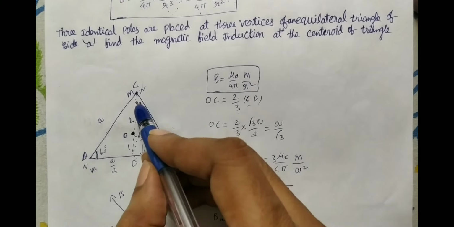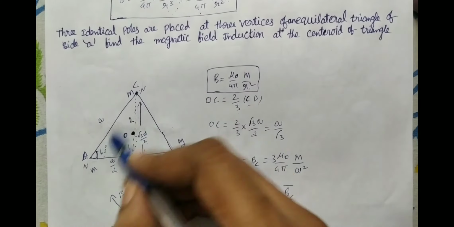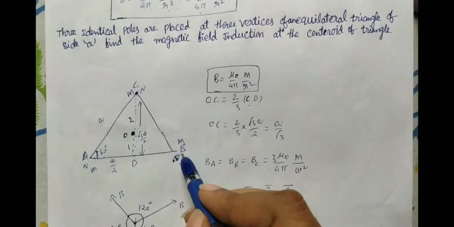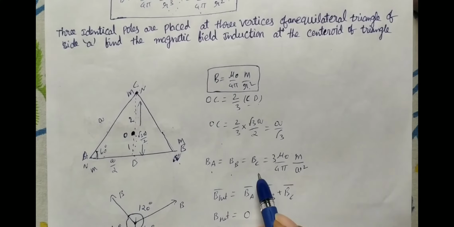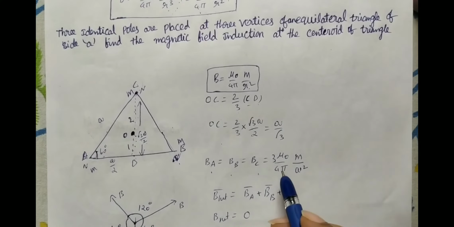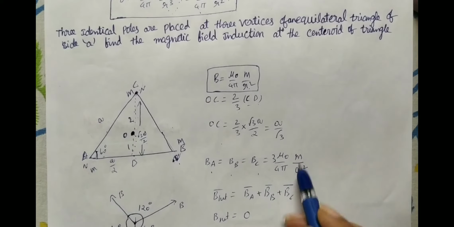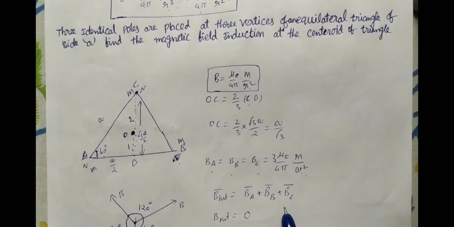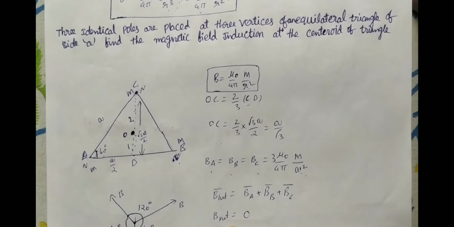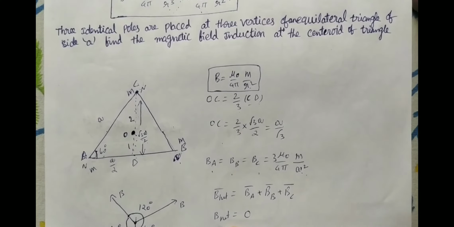Now what is the field intensity or field induction due to A, B and C at this point? All are at the same distance, so the magnitude due to A, B and C is the same. That is mu naught by 4 pi, m by, here you can write, a by root 3 whole square, that is a square by 3. So due to any one of the poles, this is the strength we get. And B is also a vector quantity, because it is the force acting on a unit pole strength. Force is a vector, so B is also a vector quantity. So you should add them as a vector sum.